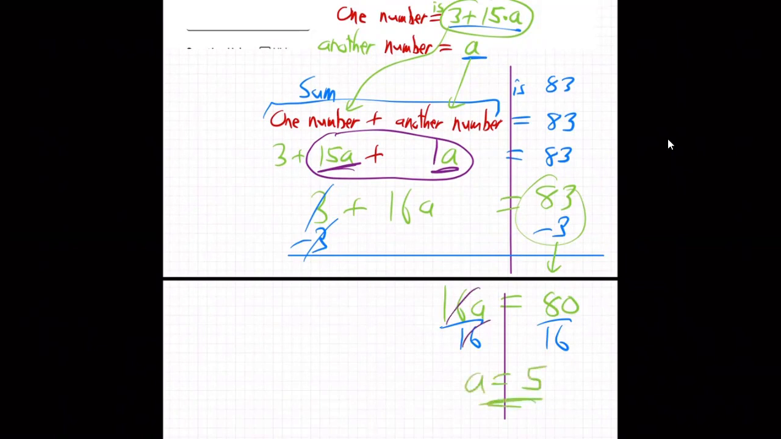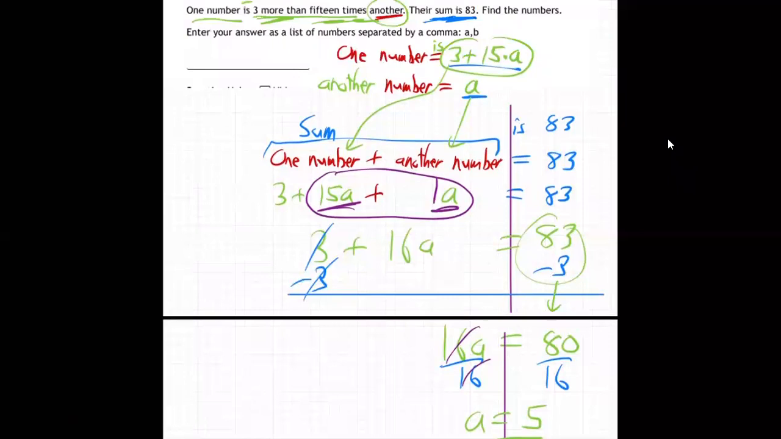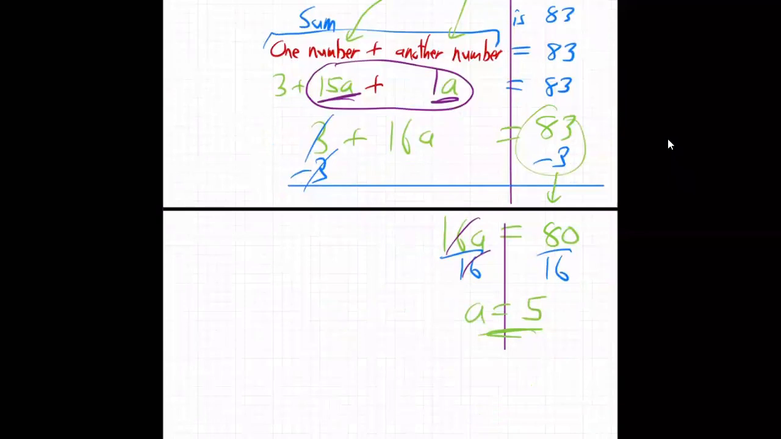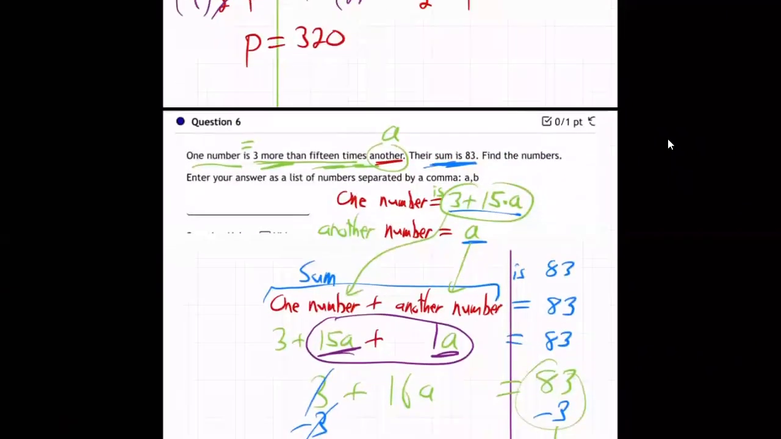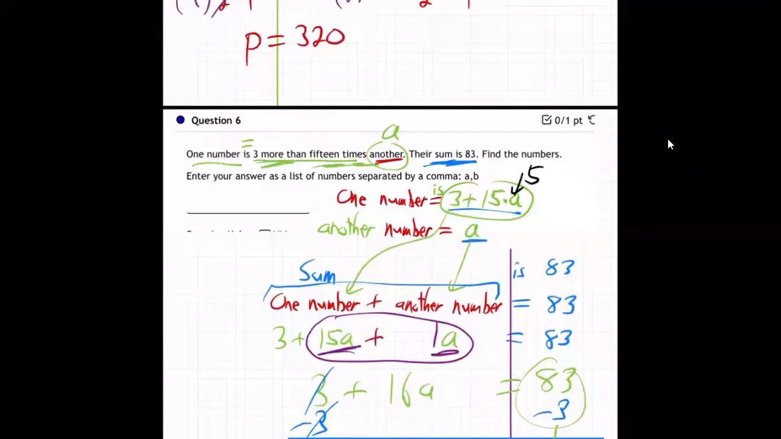Now, that's not the whole answer, because notice up here, that's half the answer. They want us to enter your answer as a list of numbers separated by a comma. So the A is only one of the numbers. Well, how do you find the other number? Well, now we're going to take that and plug it in. So let's go plug in A equals 5. Come on up here. So right there, A is 5, right? Because that's the other number. One of the numbers is just 5, but the other, remember, is 3 plus 15 times A.